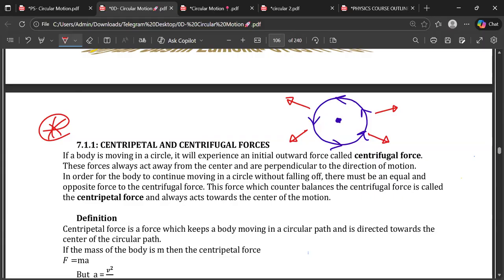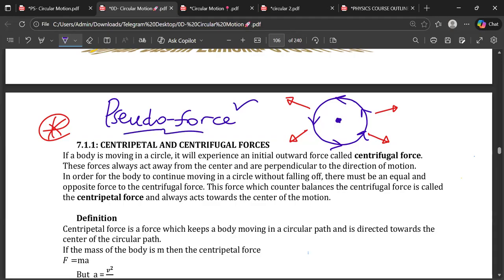When you're moving in a circular path, when you're rotating, there is that force you used to feel, as if pulling you outside of the circular motion. That pseudo force, in physics, they call it a pseudo force, because it is just a feeling. You're feeling it, but it's not actually there. That's what they call the centrifugal force.